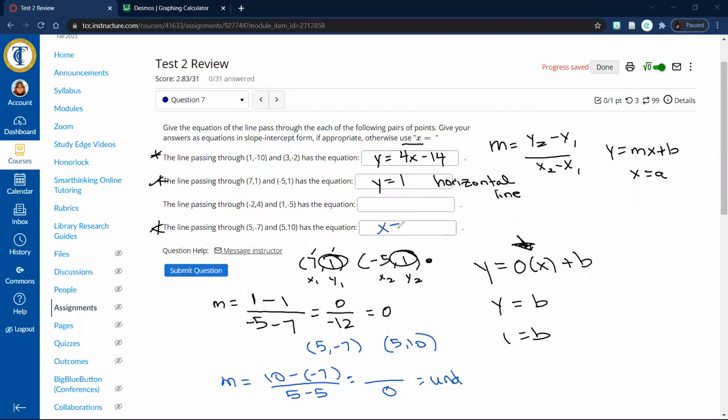Yes. Remember how it says up here, if appropriate, use x equals. This is where we use it. And it's going to be a vertical line. Absolutely. So horizontal line, y equals, your slope is 0. Vertical line, x equals, undefined. Any questions about that one?